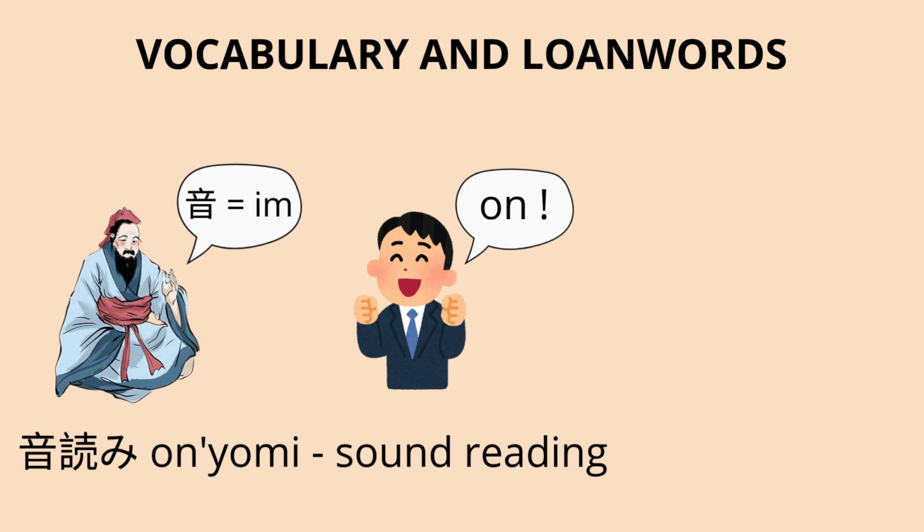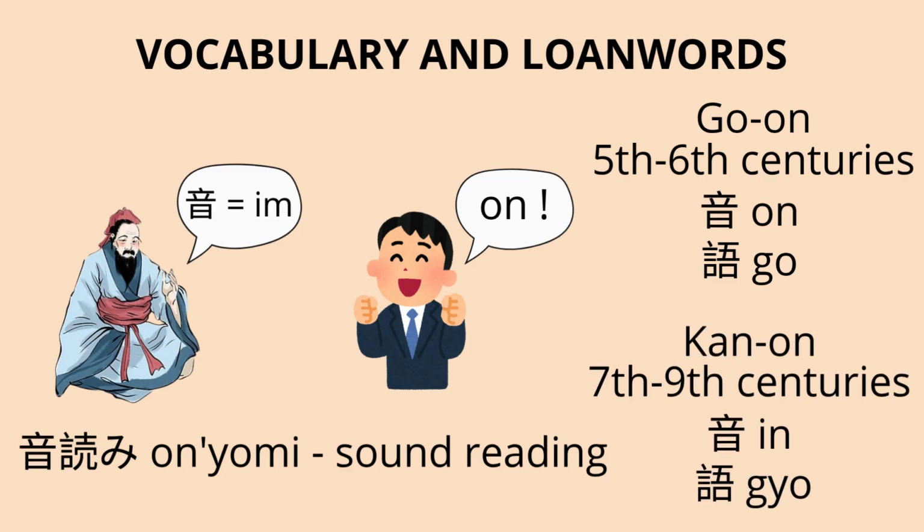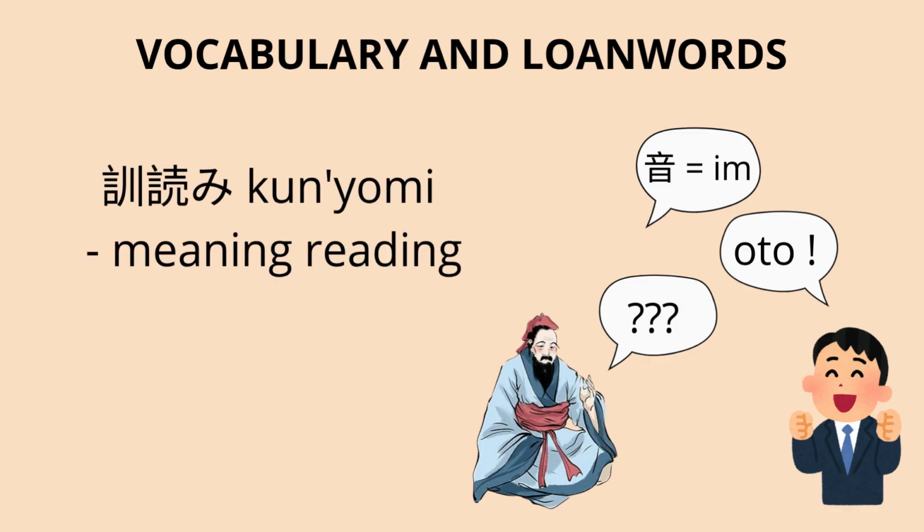There are different ways to say these words depending on when and from where in China they were borrowed. For example, Goon readings came earlier, 5th to 6th centuries, often with Buddhism, and Kanon readings came later, 7th to 9th centuries, from the Tang capital. Japanese scholars also found a way to use Chinese characters to write native Japanese words based on their meaning, not their sound. This is called kunyomi, meaning reading.